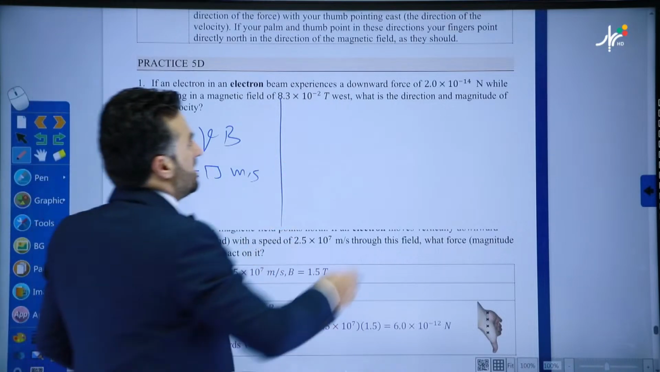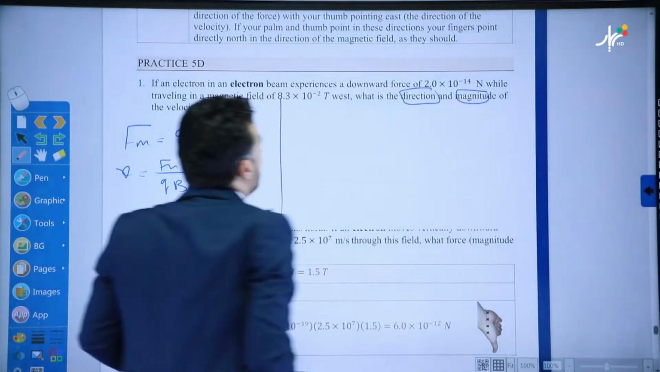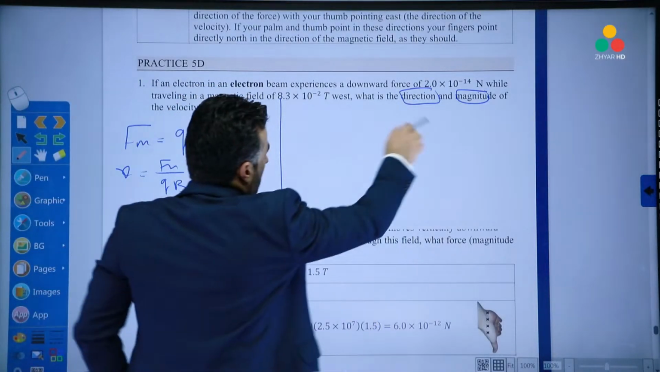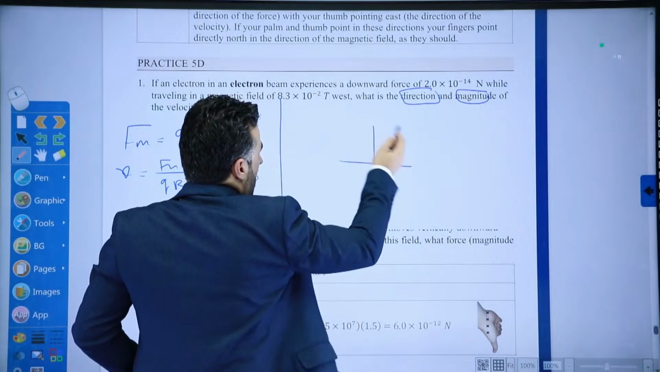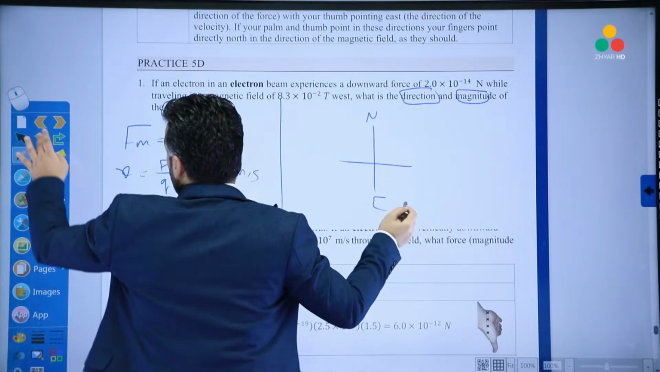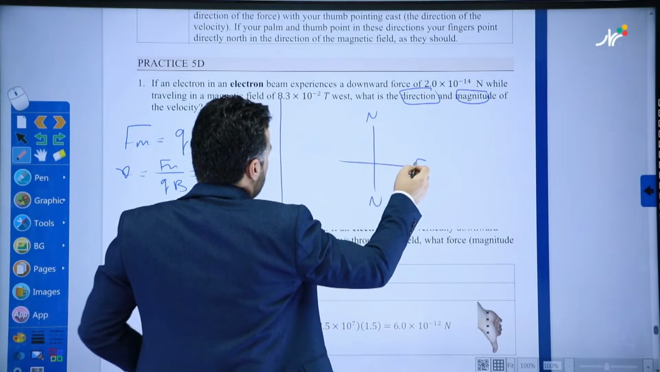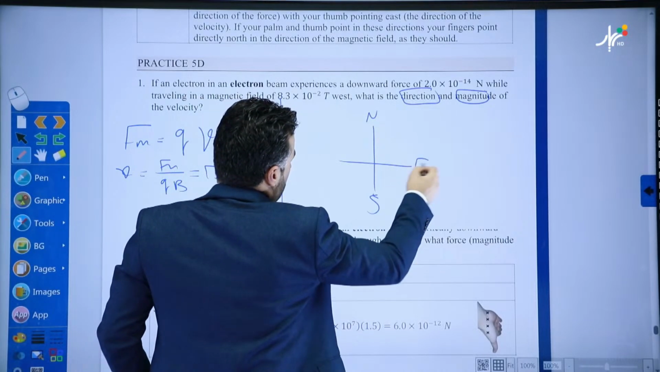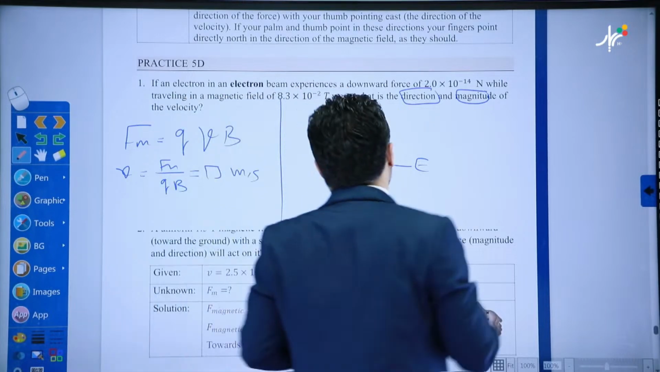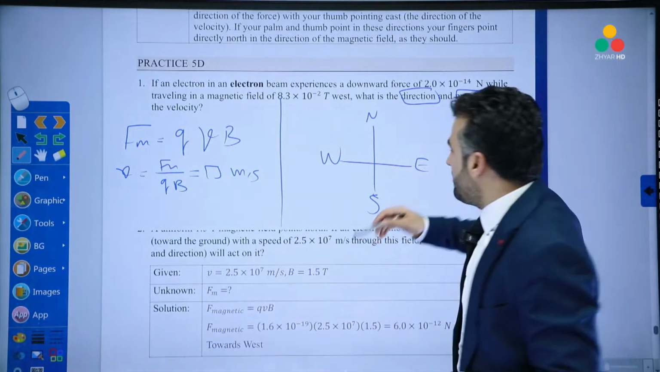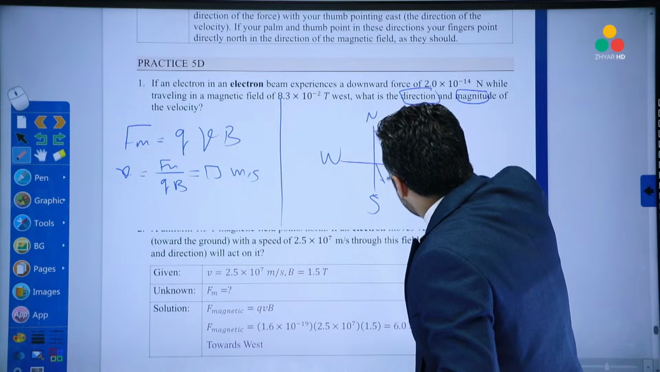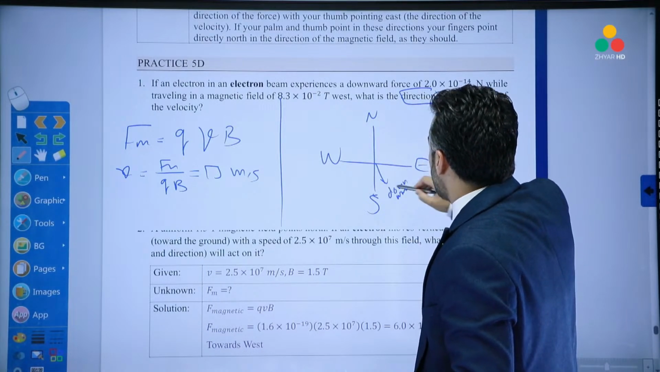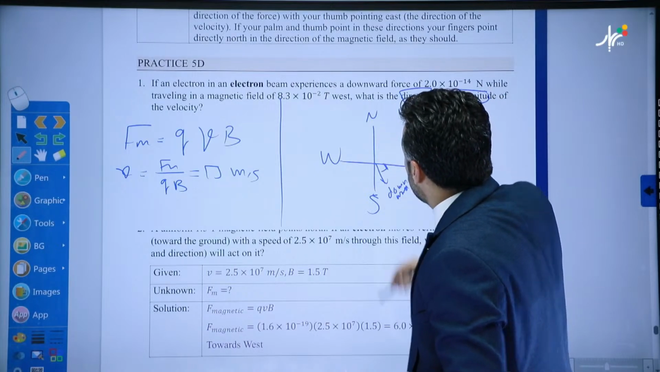What about the direction? Because it says find the direction and magnitude. So we found the magnitude, let's assume. What about the direction here? The directions we are given are north and south, east and west. But remember, the magnetic force is downward, and of course these are perpendicular to one another.